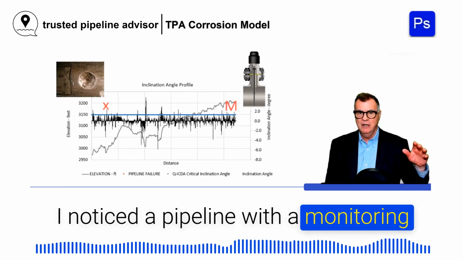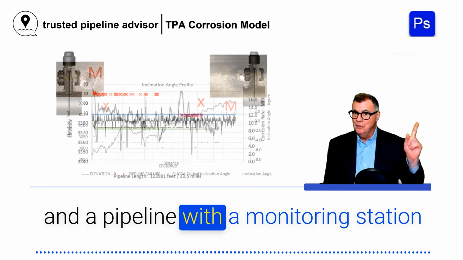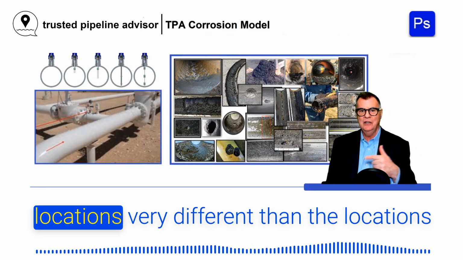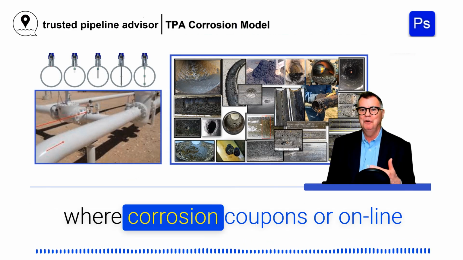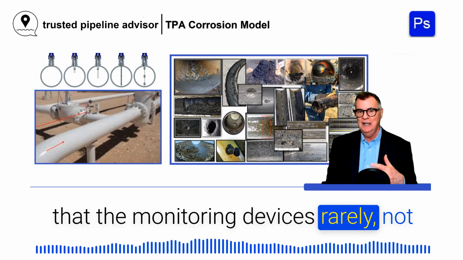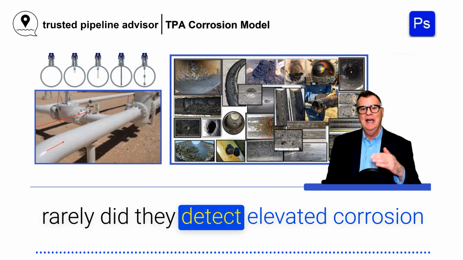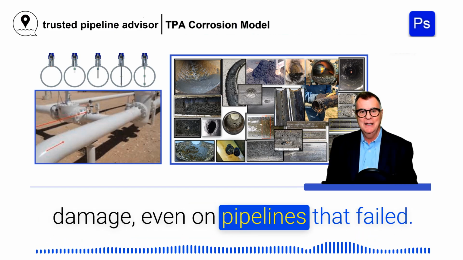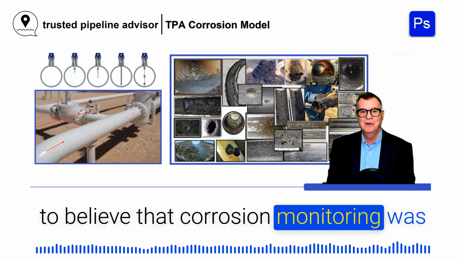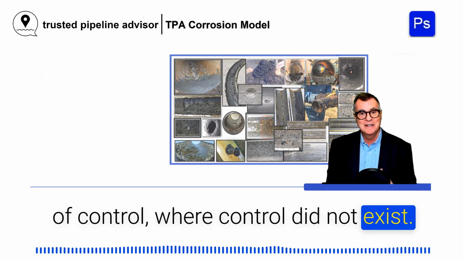I noticed a pipeline with a monitoring station located at the end of the pipeline, but failed at the beginning of the pipeline, and a pipeline with a monitoring station at the beginning failed at the end. I noticed that corrosion occurred at locations very different than the locations where corrosion coupons or online corrosion monitoring stations were placed, and that the monitoring devices rarely, not never, but certainly rarely, detected elevated corrosion damage, even on pipelines that failed. I noticed that the leadership team began to believe that corrosion monitoring was dangerous, as it provided a false sense of control where control did not exist.